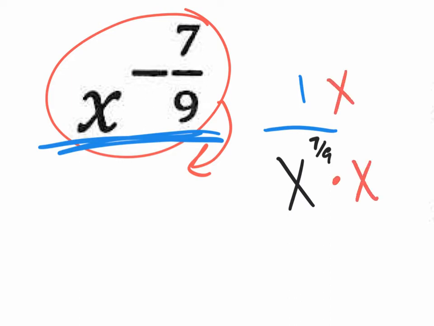Now, rule 1 of exponents says that if I'm multiplying two terms with the same base, I add the exponents. So the question is, what do I need here so that when I multiply both of these and add the exponents, I no longer have a fraction? What fraction would I need here so when I add them, it's no longer a fraction? 2/9. Excellent.